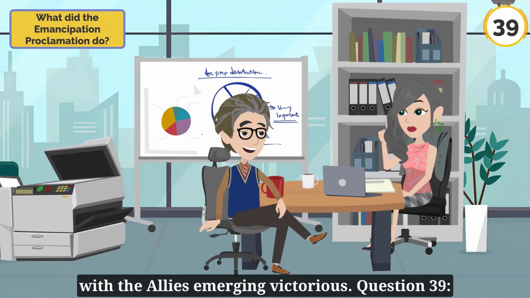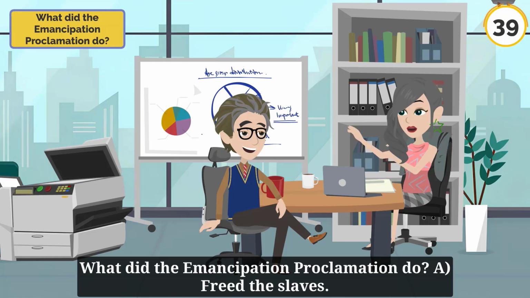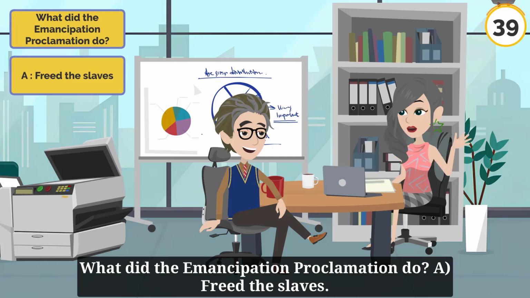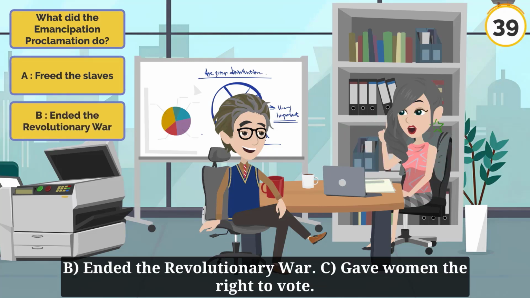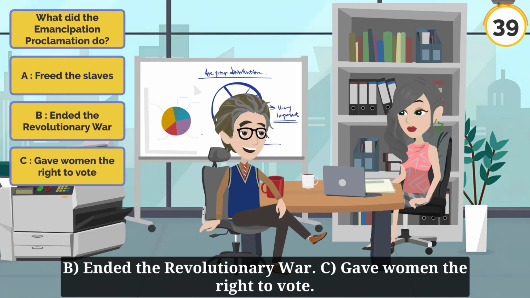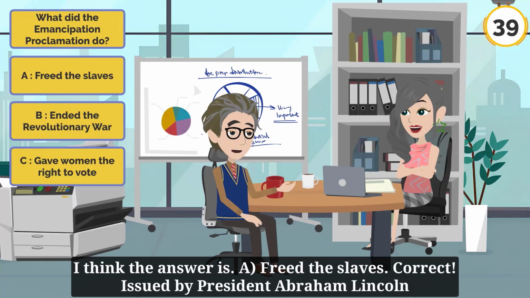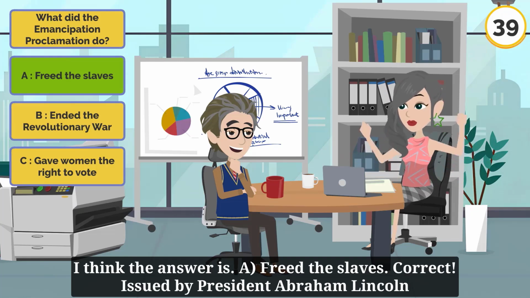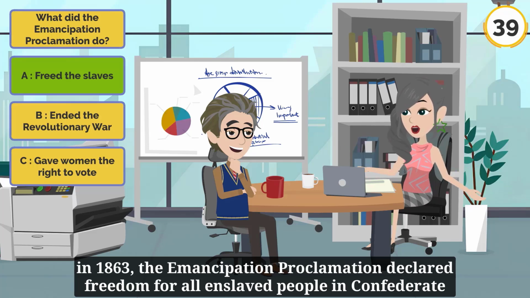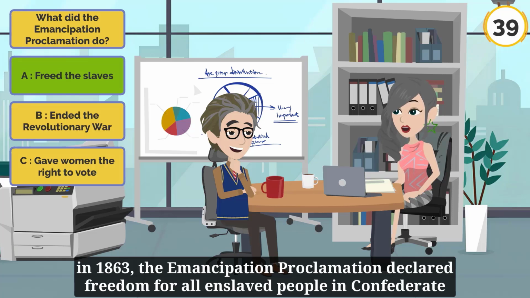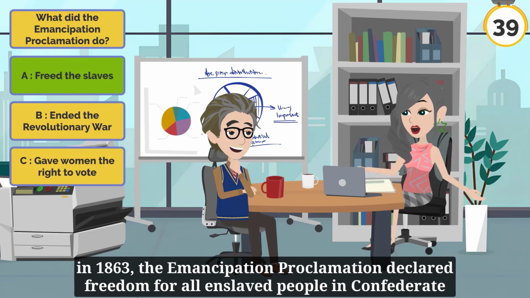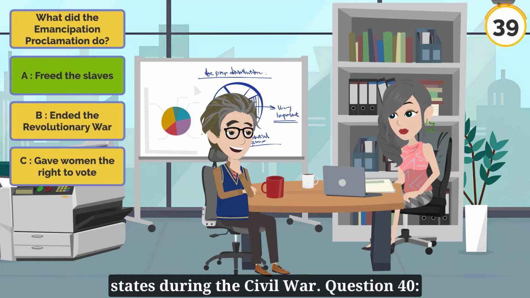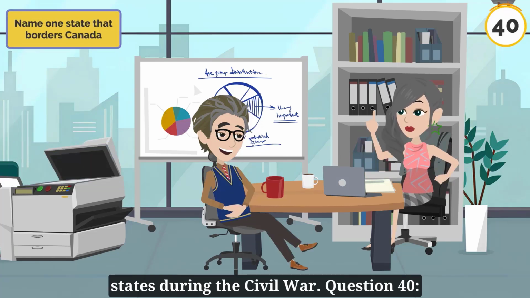Question 39. What did the Emancipation Proclamation do? A. Freed the slaves. B. Ended the Revolutionary War. C. Gave women the right to vote. I think the answer is A. Freed the slaves. Correct. Issued by President Abraham Lincoln in 1863, the Emancipation Proclamation declared freedom for all enslaved people in Confederate states during the Civil War.